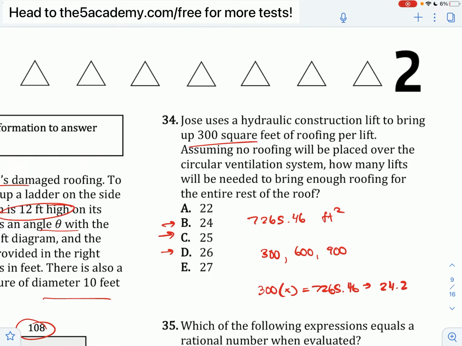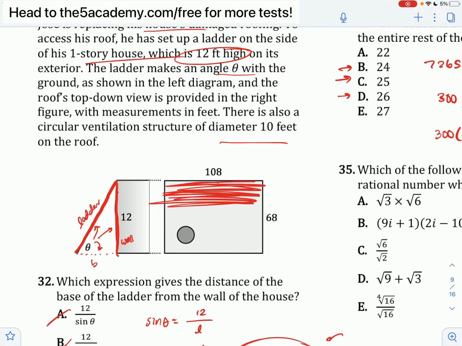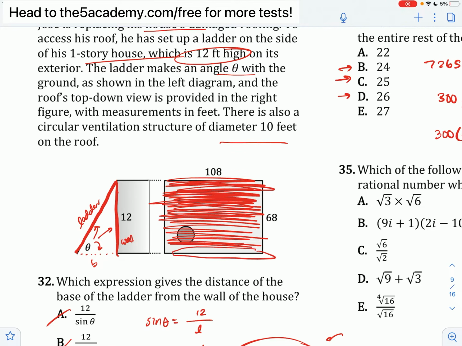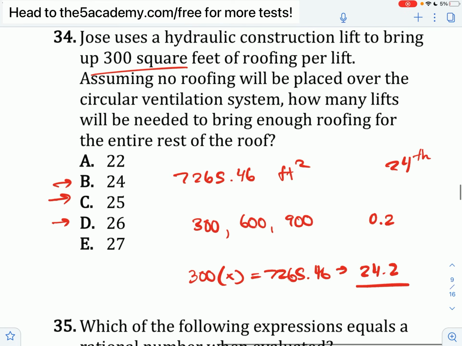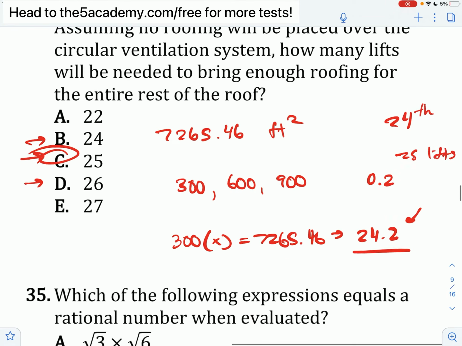Which one is it? If we need 24.2 lifts, that means the 24th lift is going to be almost enough, but we still have 0.2 of a lift worth of tiling that's left over. So we might be able to cover all of this, but there's going to be a little area left over right at the end if we don't have that extra lift. So we're actually going to need 25 lifts. So your answer here is going to be C.